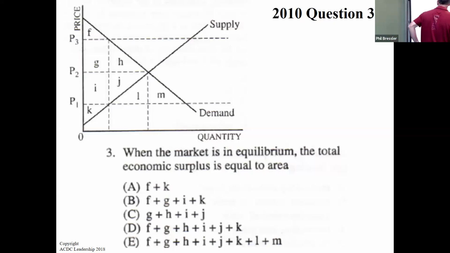If P3 is a price ceiling, give me the letters on your board for consumer surplus. P3. I'm blind, so make those letters big. P3 is a price ceiling. So, let them put their answers in.